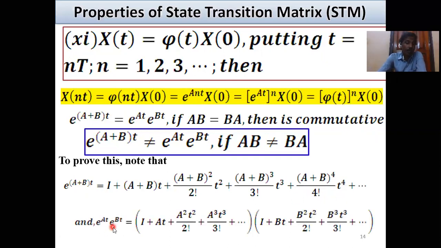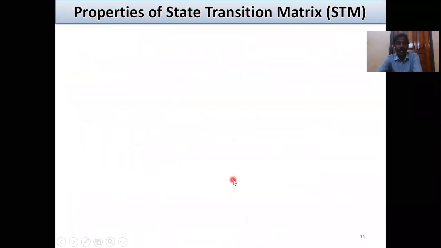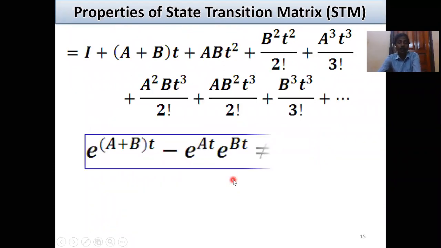So e to the power At into e to the power Bt equals what? This is the exponential formula: e to the power At equals I plus At plus A square t square by factorial 2 plus A cube t cube by factorial 3, and e to the power Bt equals I plus Bt plus B square t square by factorial 2 plus B cube t cube by factorial 3. This is the expansion of e to the power At and e to the power Bt. Then we get e to the power (A plus B)t minus e to the power At into e to the power Bt not equal to 0.